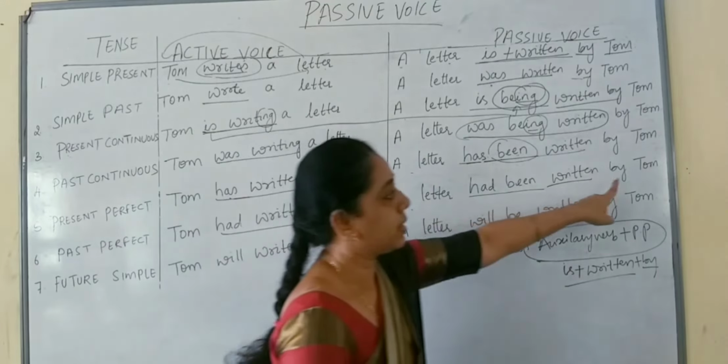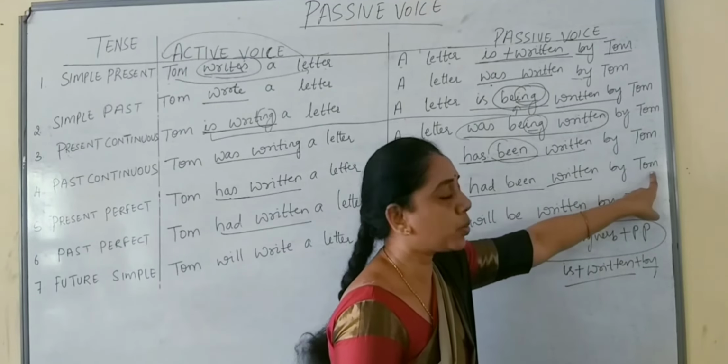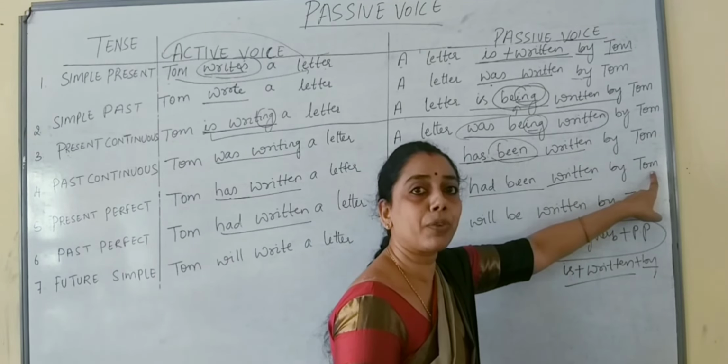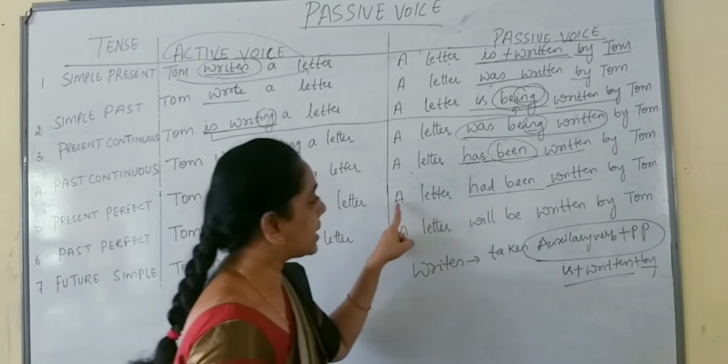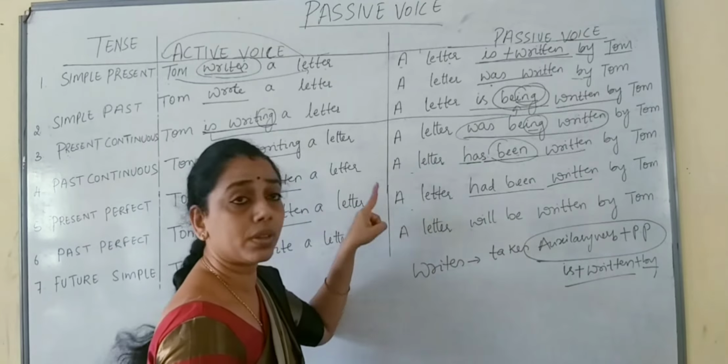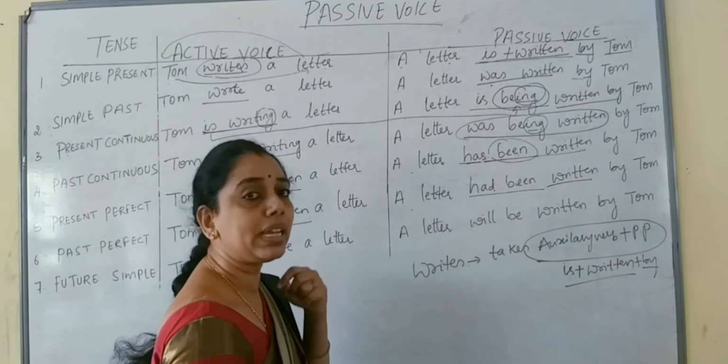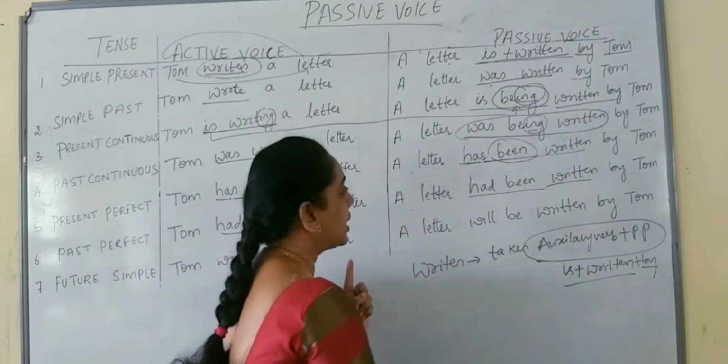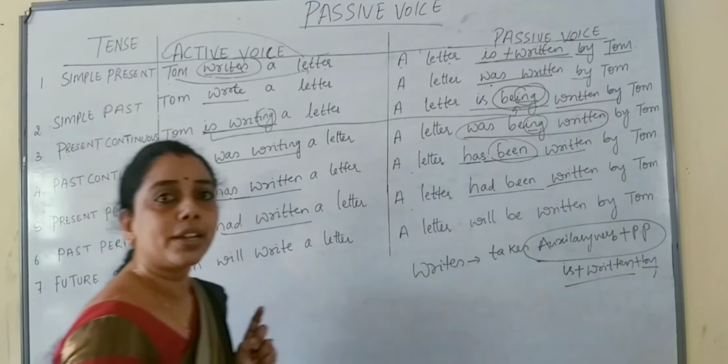So this agent should be there, this doer of an action should be in this place of object, okay, and the subject is here, a letter, okay. Object comes to the subject's place in passive voice, the meaning does not change. Next, a letter had been written by Tom.